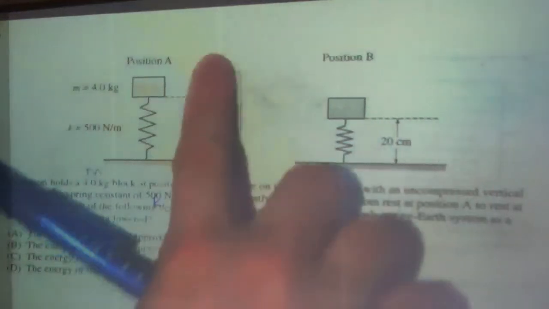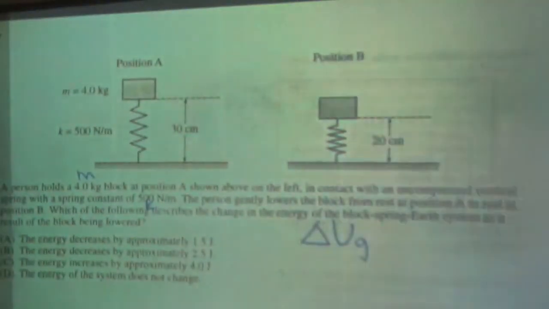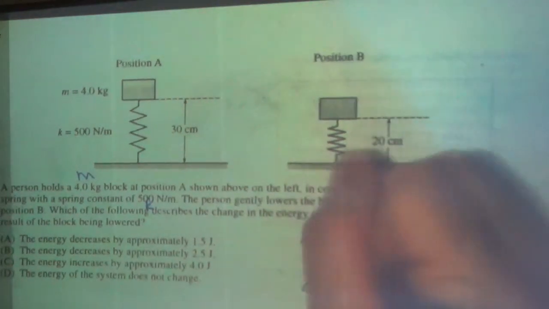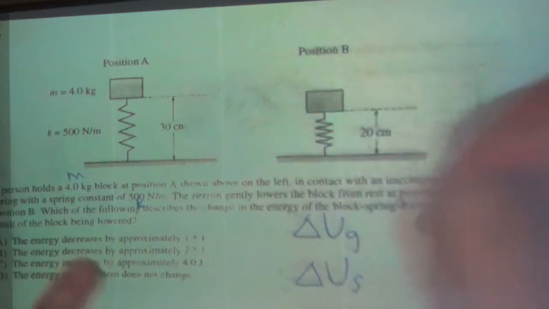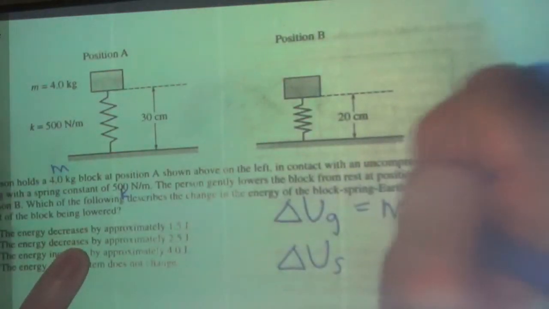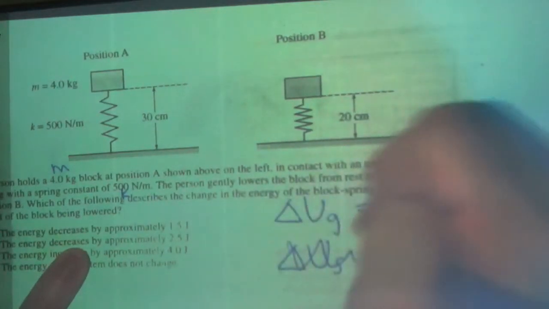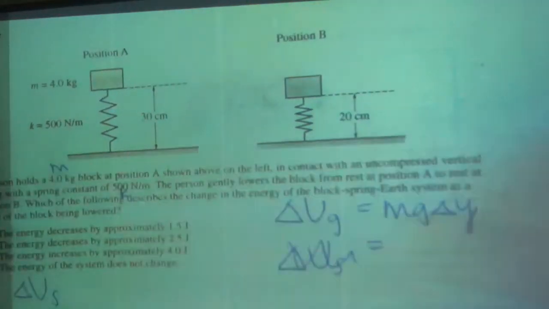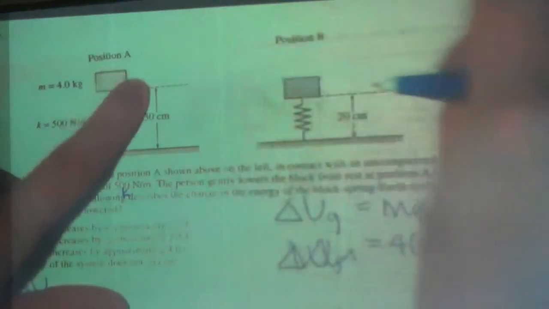So let's think about it, I have 2 energies that are changing here. I have gravitational potential energy, and I also have spring potential energy. So let's start with the gravitational potential energy. The change in gravitational potential energy is just mg delta y. We'll do spring over here. Mass is 4, g we'll just use 10. And how much did the y change? Well, it went from 30 to 20. So that means the change in y was 10 centimeters.